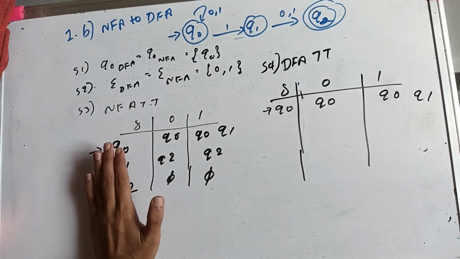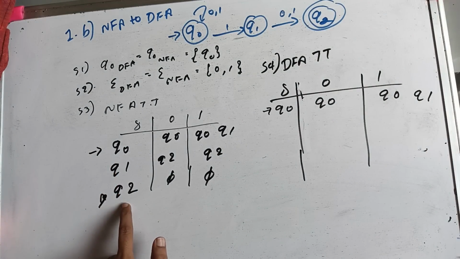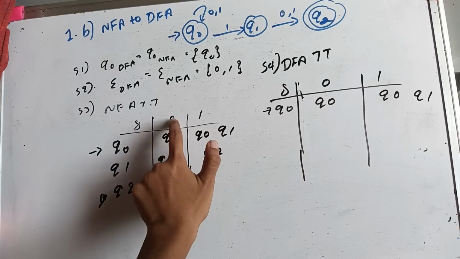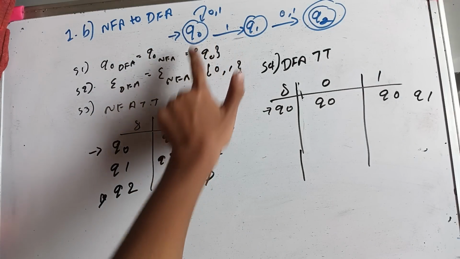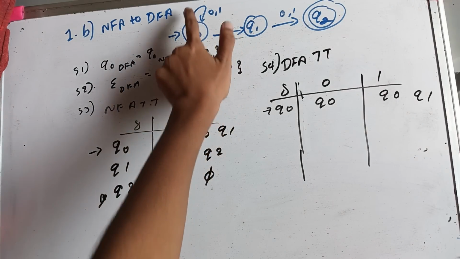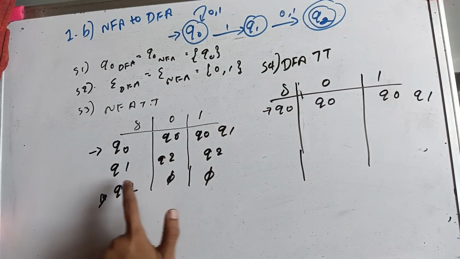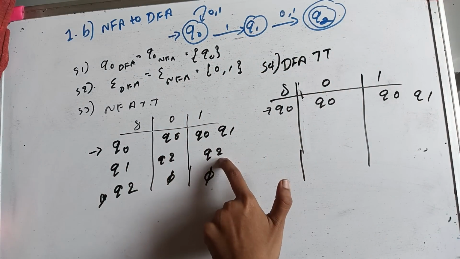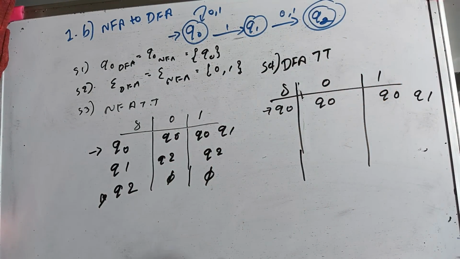Transition: how many states are there? 3 states, Q0, Q1, Q2. Start state Q0, final state Q2. Next, input 0: if I give a 0 here, I reach Q0 itself. 1 comes to Q0 and goes to Q1 also, Q0, Q1. And from Q1, 0 goes to Q2 and 1 also goes to Q2. Next, for Q2 there is no transition, this is null.